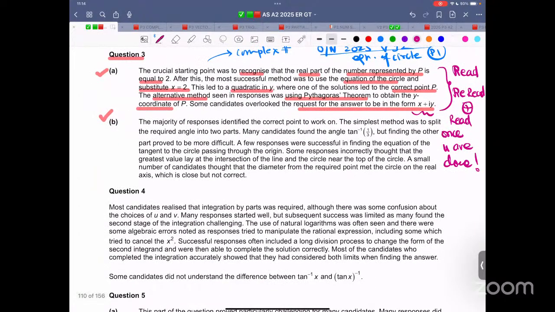Then it was about some angle or something. The majority of responses identified the correct point to work on. The simplest method was to split the required angle into two parts. Many candidates found the angle tan inverse 1/3, but finding the other part proved to be more difficult. A few responses were successful in finding the equation of tangent to the circle, and so on.